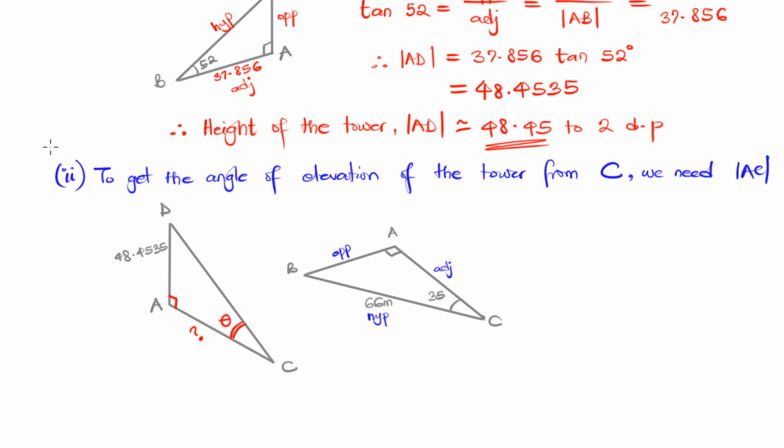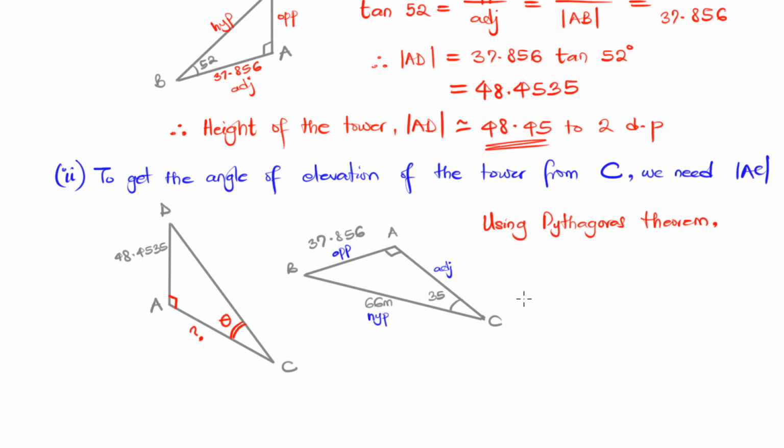So here, we have AB as the opposite. We found the value of AB initially, that's the very first thing that we did. We got AB to be 37.856 meters. Now we know the hypotenuse. It was given in the question, 66 meters. We are looking for the adjacent. We want to use the Pythagoras theorem.